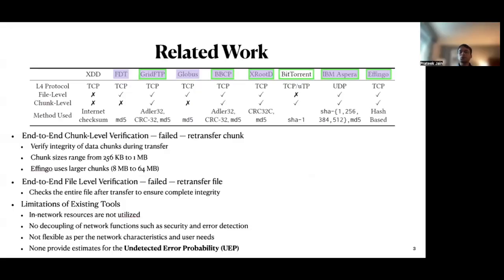There are many frameworks which provide the functionality of additional error checks over the traditional checks during file transfer. Some provide an end-to-end chunk level check. If this check fails, then that particular chunk has to be retransmitted. Some other frameworks provide an end-to-end file level check. If this check fails, then the whole file has to be retransmitted. As you can notice, some of the frameworks provide both of these checks, showcasing a multi-level error detection. But these frameworks do not utilize network resources and have other limitations that we will try to address with MLET.